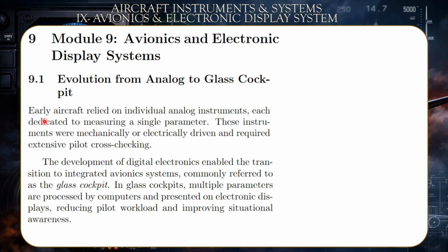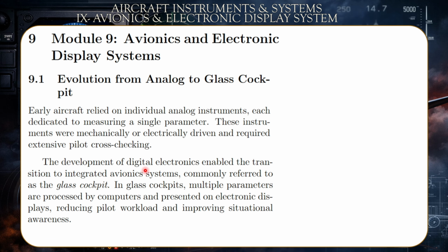Okay, early aircraft relied on individual analog instruments, each dedicated to measuring a single parameter. There was no integration and no digitization. These instruments were mechanically or electrically driven and required extensive pilot cross-checking. Okay? Why? Because they are separated from each other. Each one is located in a different site.